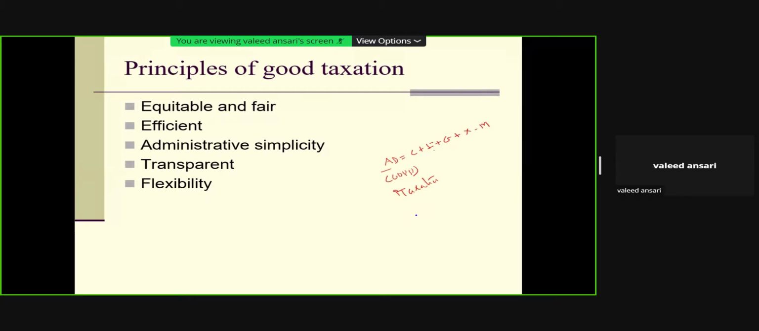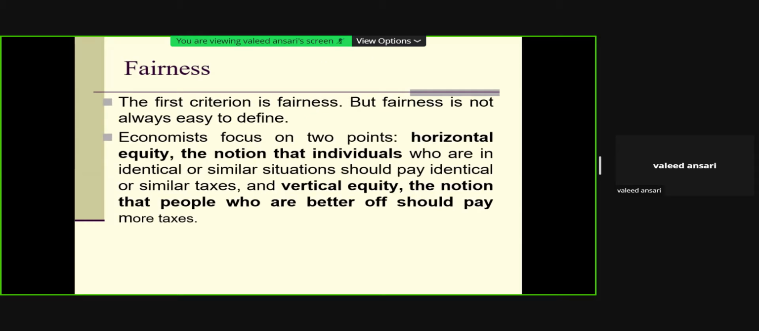So some of the principles of a taxation system are that taxation should be equitable and fair. Taxation should be efficient. It should be easy and simple to administer. It should be transparent, and it should be flexible. Flexible means that it should not be the case that, because of the economic condition, it does not undergo change. I will explain these principles one by one, and to start with, equitable and fair.